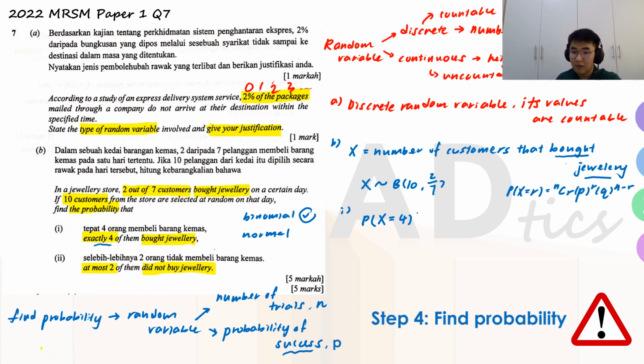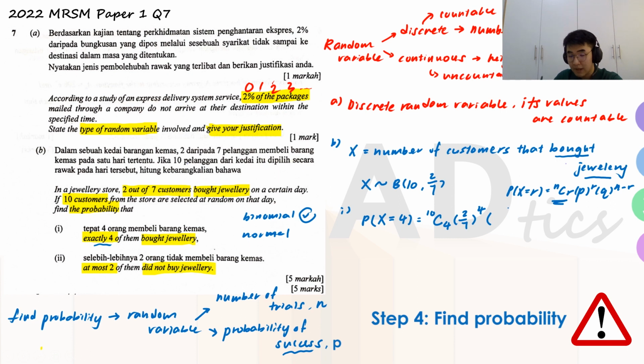So here we can use this formula. So here, this part means out of 10 of the customers, 4 of them have bought jewelry. Okay, and now we need to multiply the probability of those who bought jewelry. So the probability is 2 out of 7, and we need to multiply 4 times.